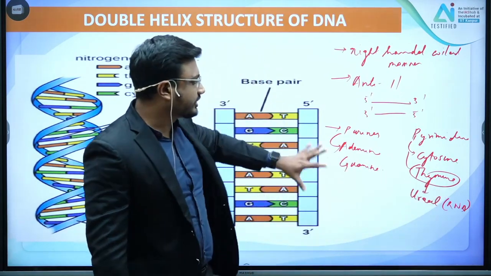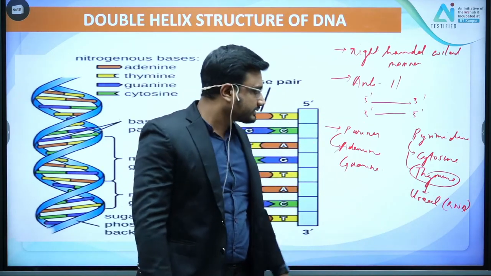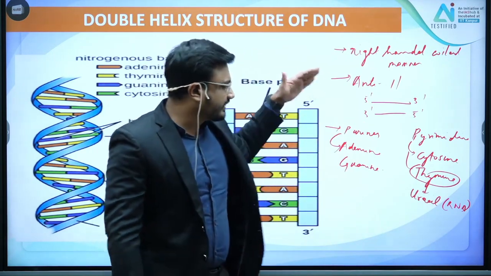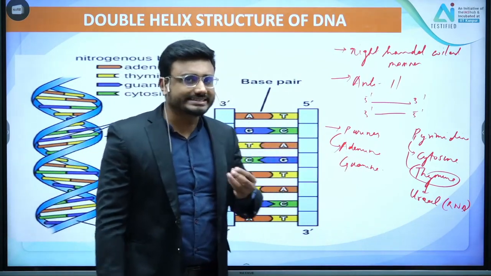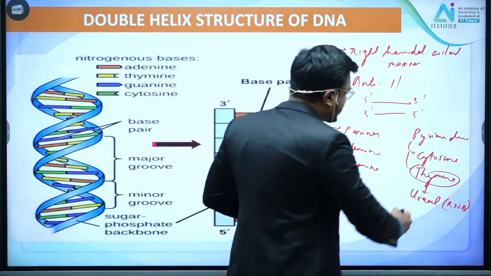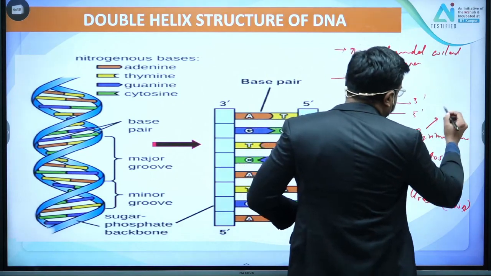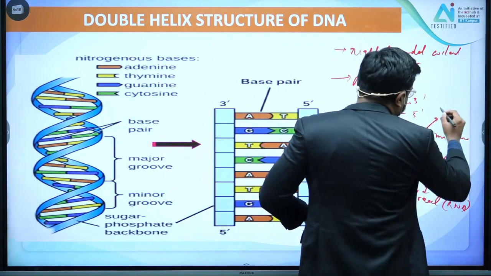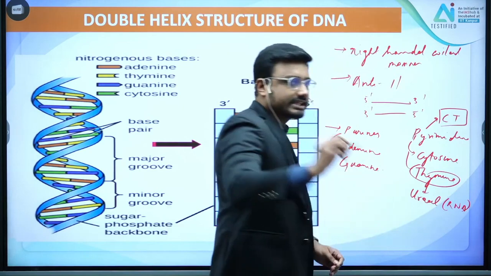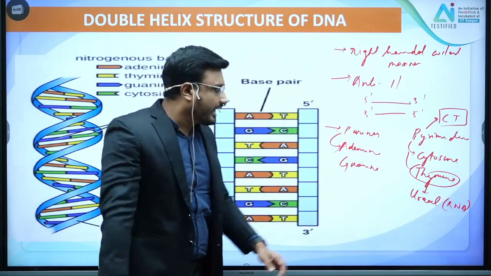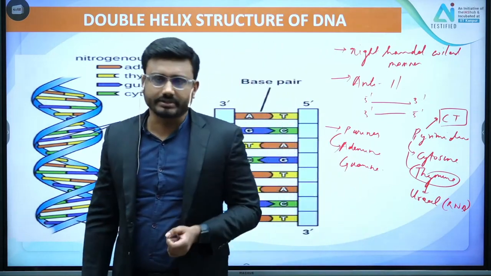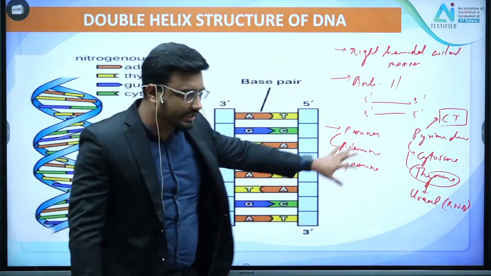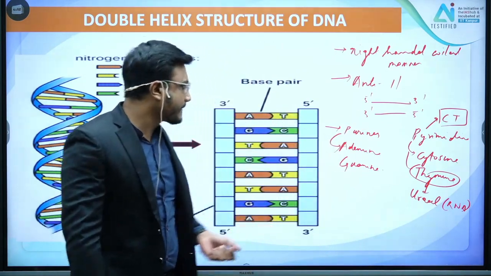So these are the nitrogenous bases that are present in the DNA. We can get confused about which is the purine and which is the pyrimidine. A simple trick can help us understand this. We can remember pyrimidines as CT, where C stands for cytosine and T stands for thymine. So the other two automatically become the purines.